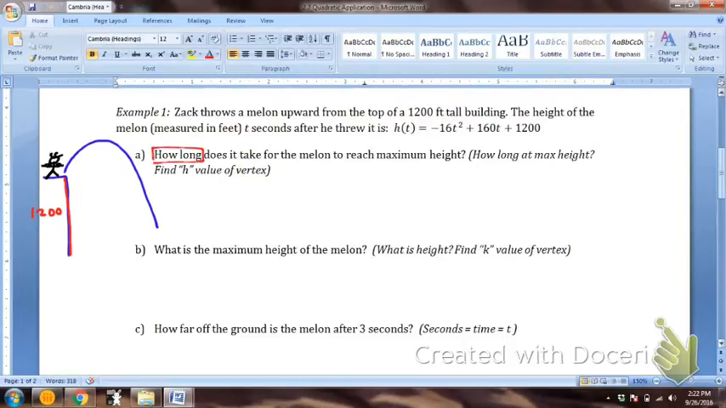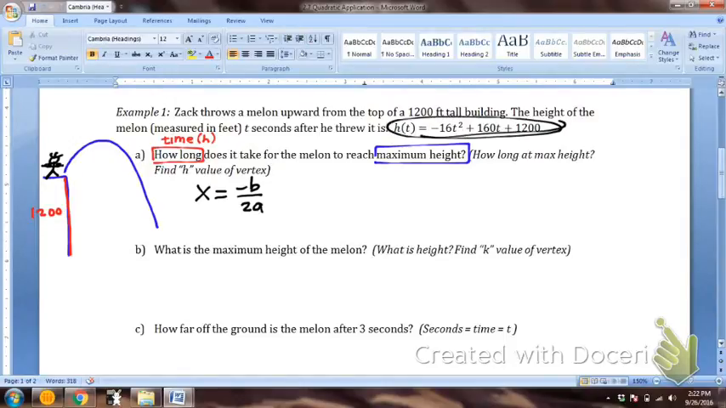How long is asking for time or is it asking for height? Time. How long? That's time, right? So this is asking you for time, which is the h value. How long does it take for the melon to reach the maximum height? And I said anytime you see the word maximum height, you should be doing what? Negative b over 2a. All right? So I'm going to do x equals negative b over 2a. And I'm going to pull that information from the equation that they gave me in the story problem.